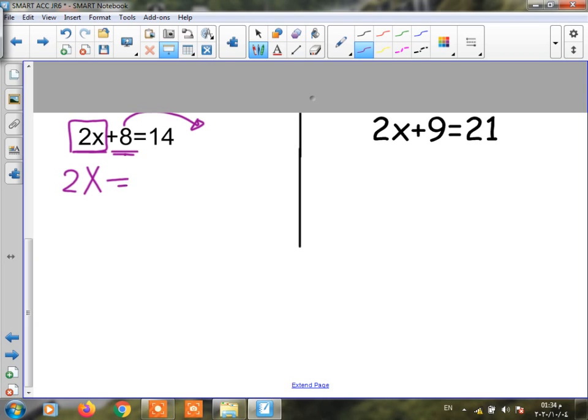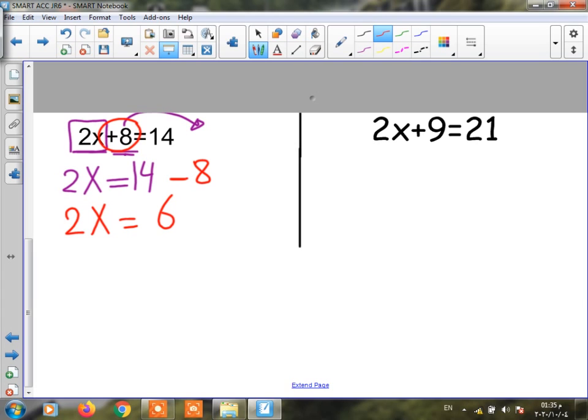2x equals, what is the number after equals? 14. Plus 8 gets out, and it becomes minus 8. Okay? And I have here 2x equals 14 minus 8. After 8: 9, 10, 11, 12, 13, 14. It will be equal to 6.